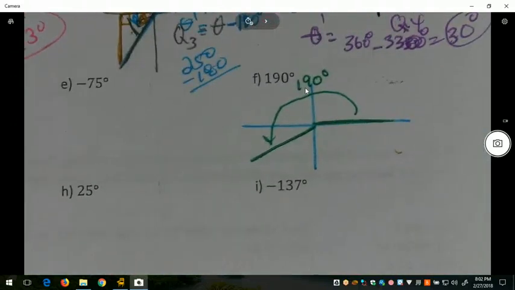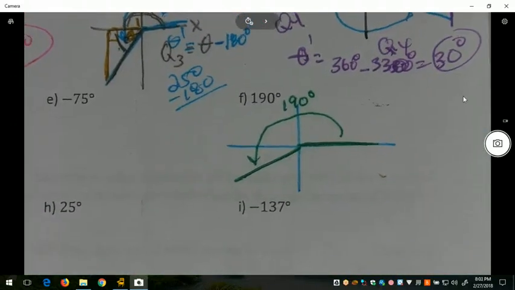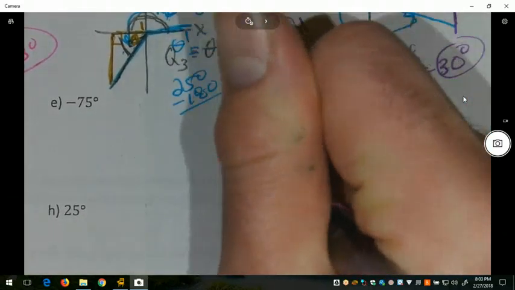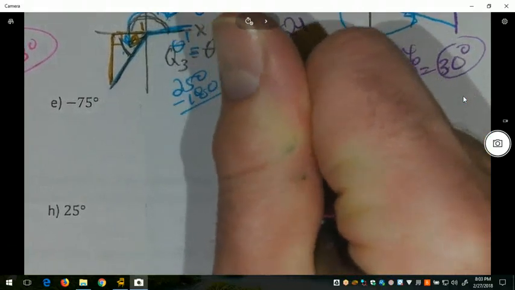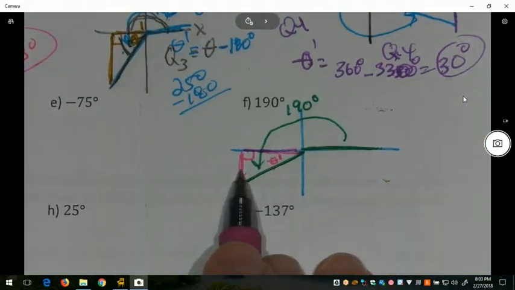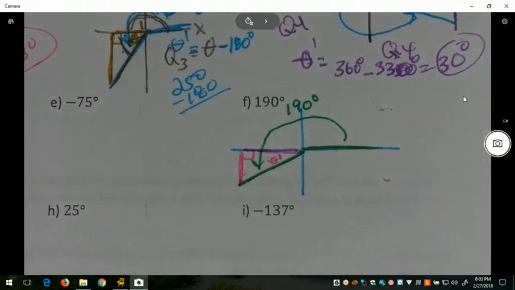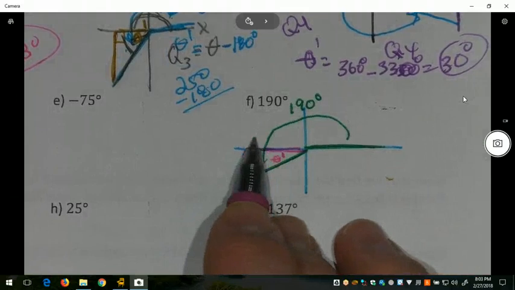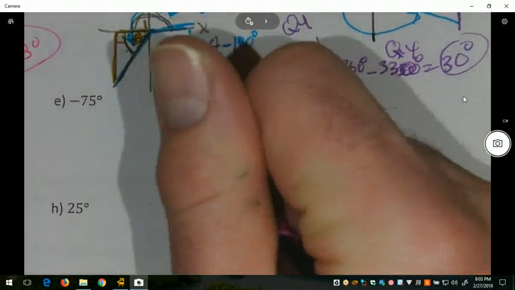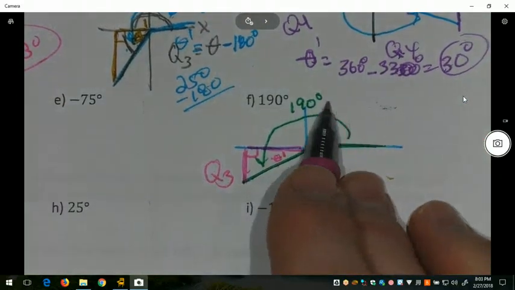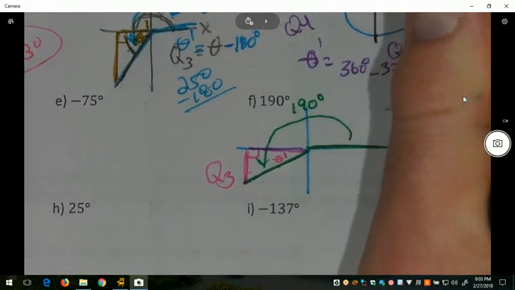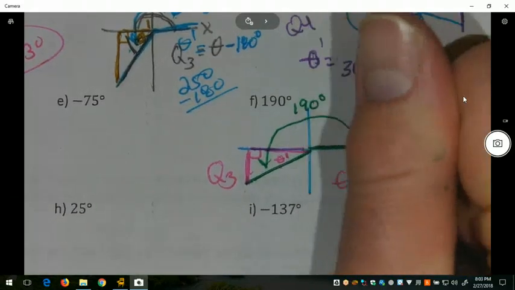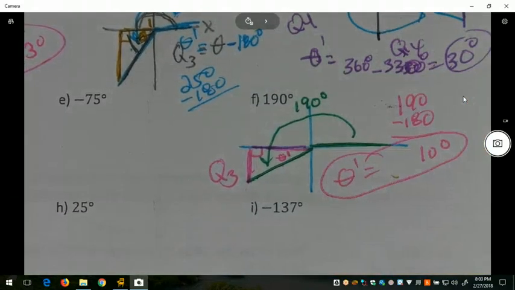For letter F, we have a 190 degree angle, but we can't use that in a right triangle. In a right triangle, the other two angles have to be acute. So we need to find the reference angle if we create this right triangle by going up to the x-axis from our terminal ray. This is a full 180 degrees and I'm in quadrant 3. So in quadrant 3, I'm going to take my original angle and subtract 180 from it to get 10 degrees for my reference angle. 10 degrees.